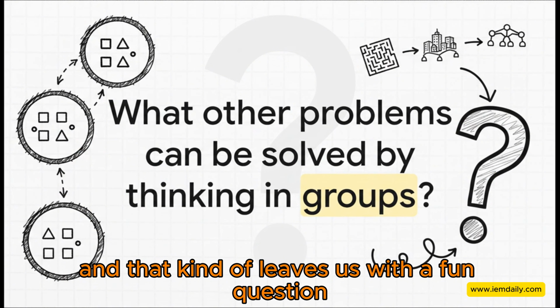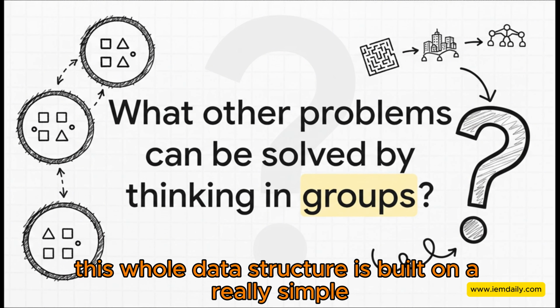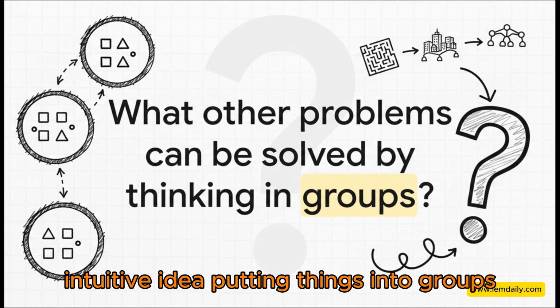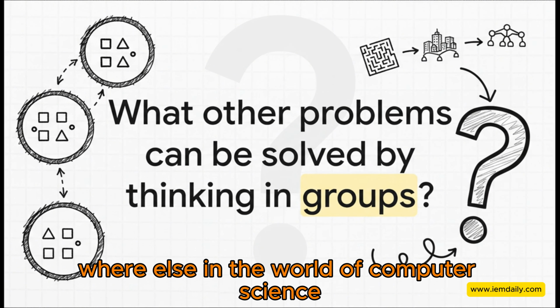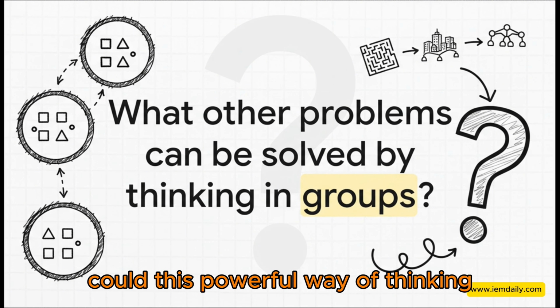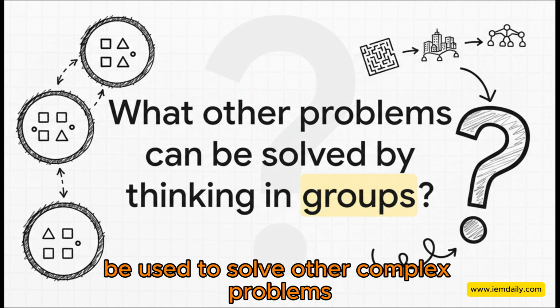And that kind of leaves us with a fun question to think about. This whole data structure is built on a really simple, intuitive idea, putting things into groups and checking their connections. So where else in the world of computer science, or maybe even outside of it, could this powerful way of thinking be used to solve other complex problems?